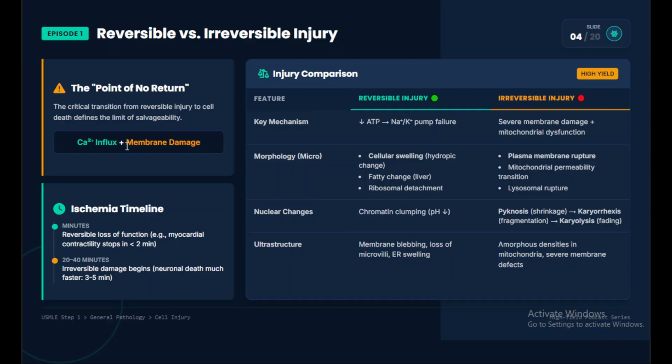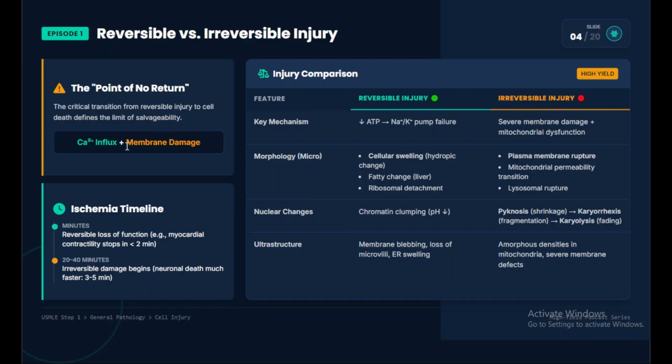Another important reversible change is the fatty change, especially in the liver. This happens because impaired metabolism leads to lipid accumulation inside the hepatocytes. At the microscopic level, we also see ribosomes detached from the rough endoplasmic reticulum, and protein synthesis decreases. All of these changes are still reversible if the stress is removed.